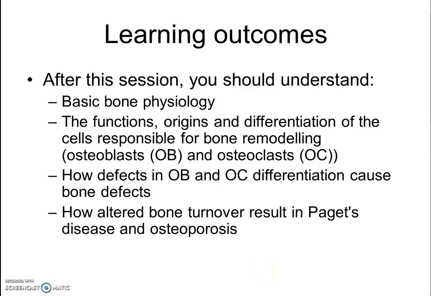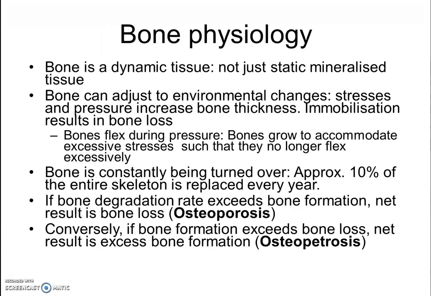Okay, in this session we're going to cover some basic bone physiology. We're going to look at the different cell types that form bone and regulate bone turnover, which are the osteoblasts, which make bone, and osteoclasts, which resorb or break down bone. We're going to look at how defects in these might cause specific bone diseases. And then we'll move on to a couple of bone diseases, Paget's disease and osteoporosis, and we'll look at some pharmacological treatments that target either osteoblast or osteoclast activity, mostly osteoclast activity, to try to treat these diseases.